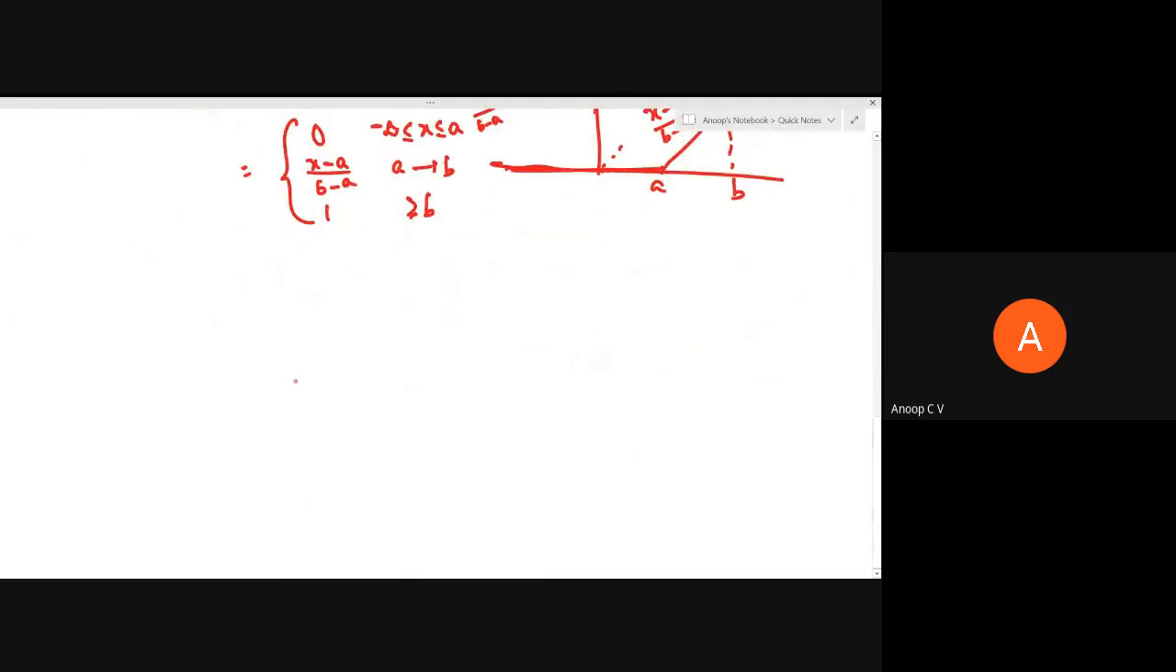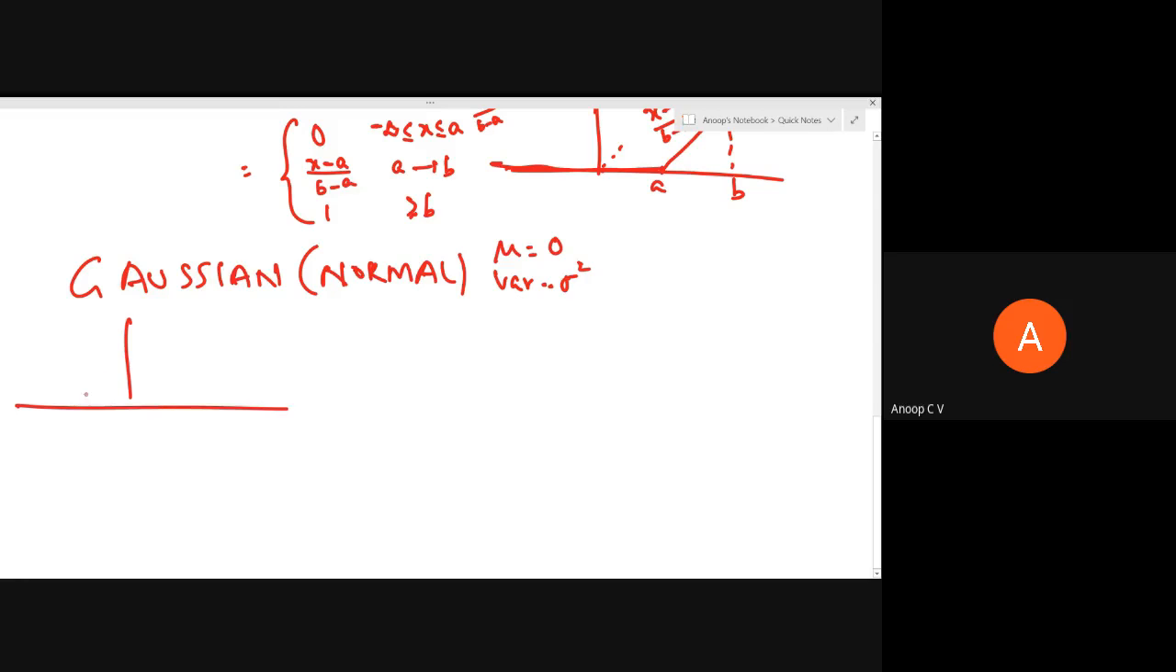Some more commonly asked questions. Maybe one more possible distribution is the Gaussian distribution, right? Normal Gaussian distribution means mean will be equal to 0, variance will be equal to sigma square. So the plot will be a Gaussian bell. You all are familiar with this, right? It will be centered at 0, right? And the probability density function in this case is f of x is equal to 1 by root 2 pi, e power minus x square by 2 sigma square.